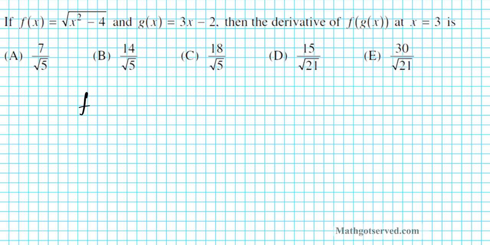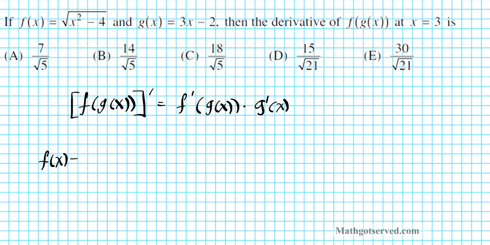So we have f of g of x. What is the derivative of f of g of x? Let's just refresh our memory again, real quick. The derivative of f of g of x is equal to the derivative of the outer function f evaluated at the inner function g of x, times g prime of x. Now, the outer function f of x is the square root of x squared minus 4.